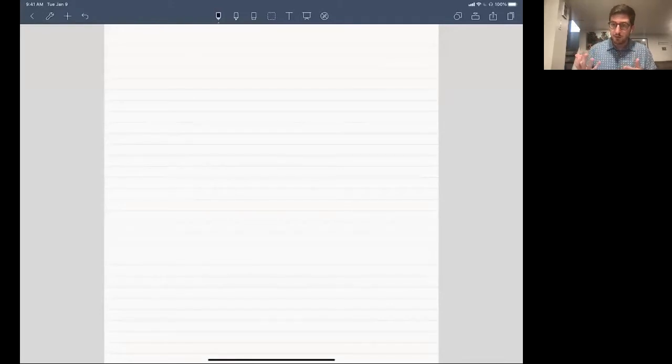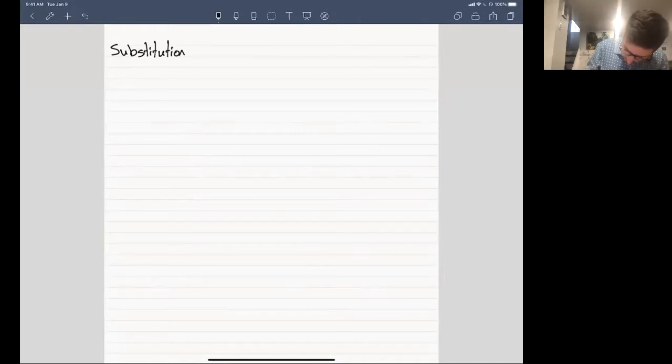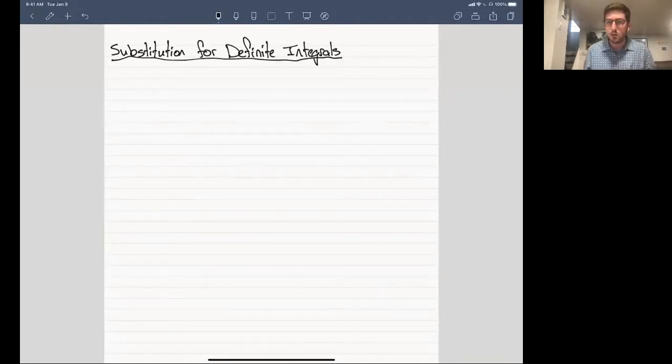But there's a simpler way to do this. And this is known as the substitution method for definite integrals, and it can save us quite a bit of work. Essentially, what it allows us to do is, by substituting the variable x in terms of u, we can also substitute the bounds in terms of u.